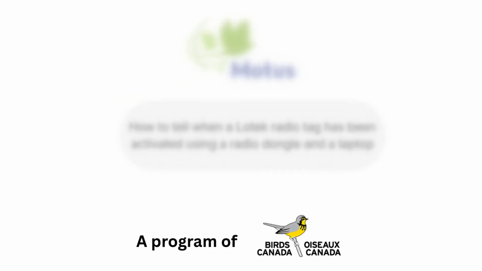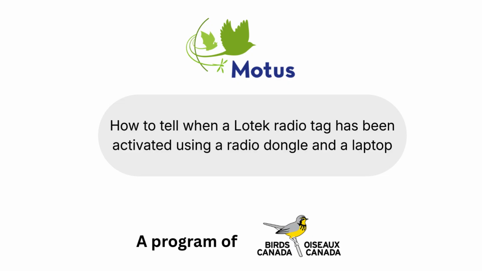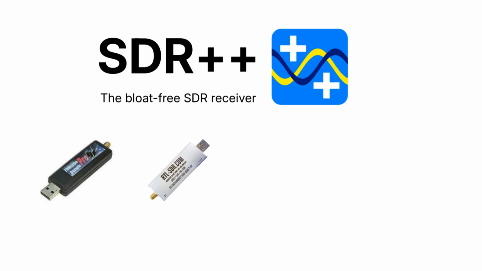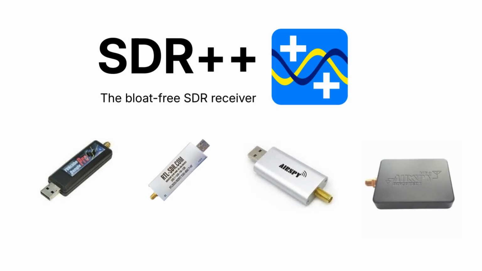In this video, I'll demonstrate how to tell when a Lotek tag has been activated by using only a radio dongle and a laptop. The software we'll be using in this video is called SDR++, which can be installed for Linux, Mac OS, or Windows. This method has been tested for the following radios: the FunCube Dongle Pro Plus, RTL SDR, AirSpy Mini, and AirSpy HF Plus Discovery.